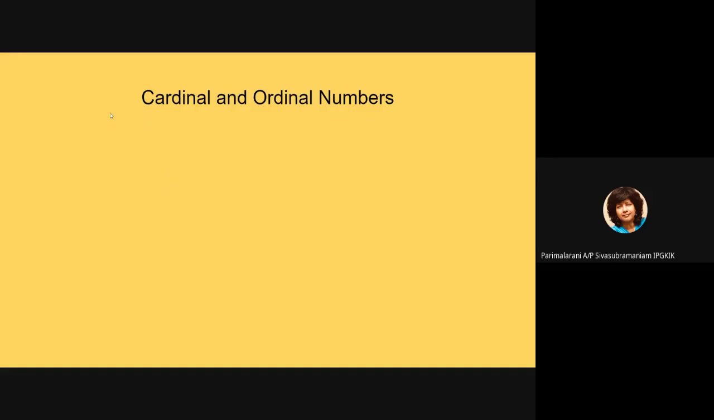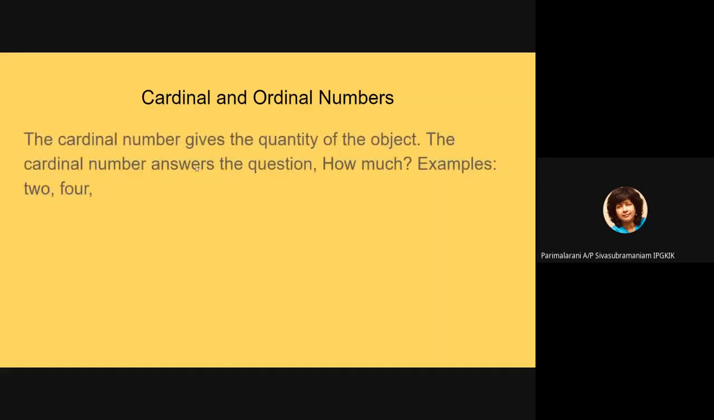Okay, now we move on to cardinal, ordinal, and nominal numbers. Do you have any idea what cardinal and ordinal numbers are? Maybe you have, just that you don't know the names. Cardinal gives us the quantity of the object. The cardinal number answers the question how many, not how much. For example, 2 or 4 or 6, 10, or any number. When you ask the question how many, the answer that you get is a cardinal number.